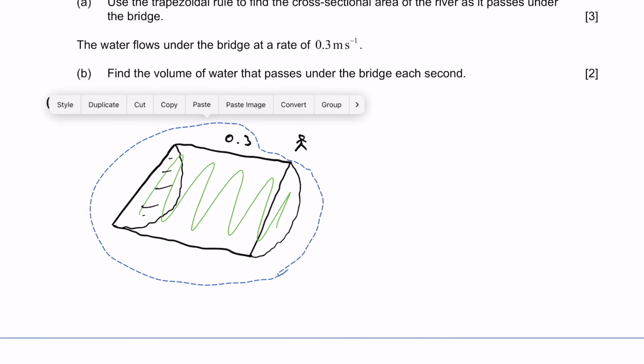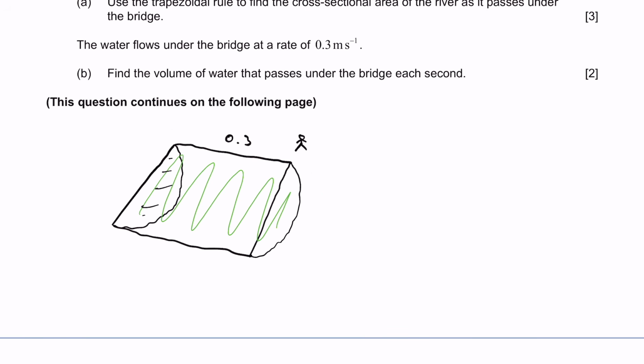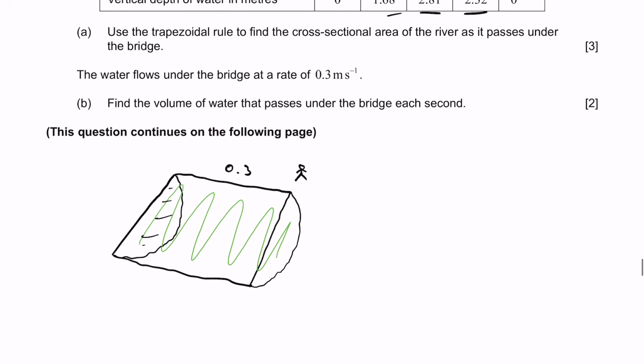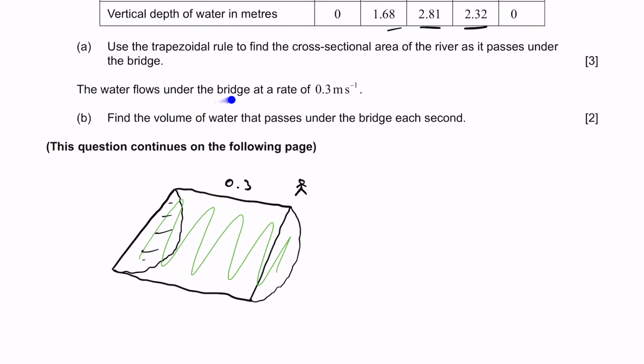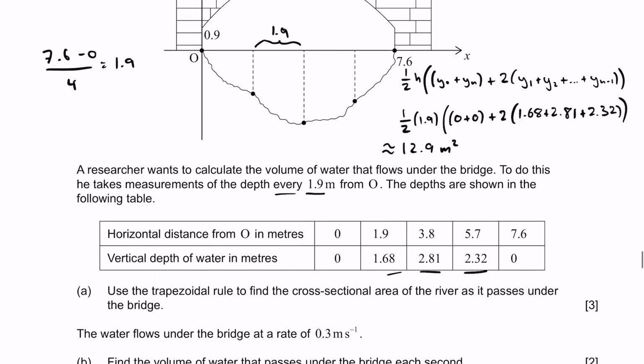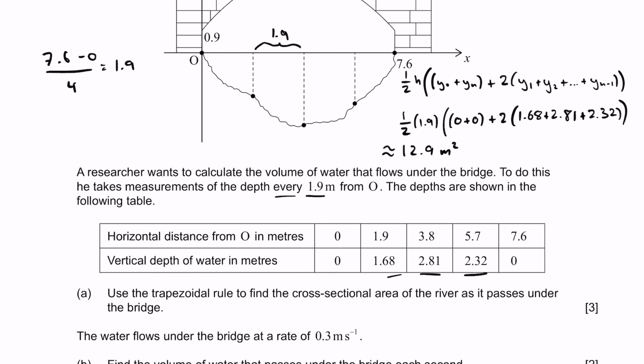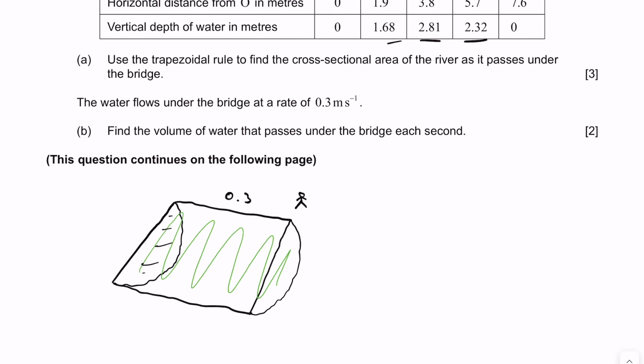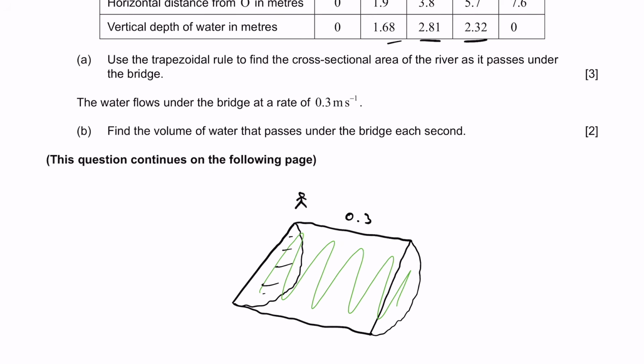So what is the total volume? What is the total volume of water that has passed us by? Well, we can imagine this chunk of 0.3 times this cross-sectional area right here. That would give us the volume. And I hope that is one way in which we can understand this. So water flows under the bridge at a rate of 0.3 meters per second. So every second, 0.3 meters of water times our cross-sectional area has flowed by us.